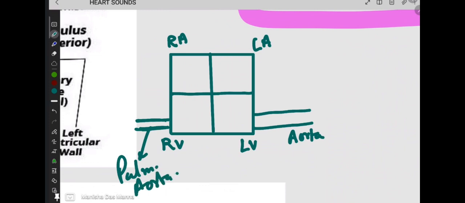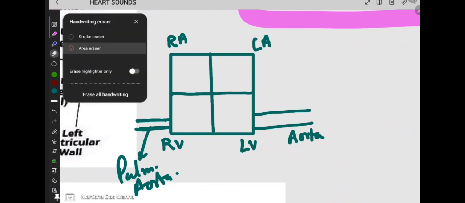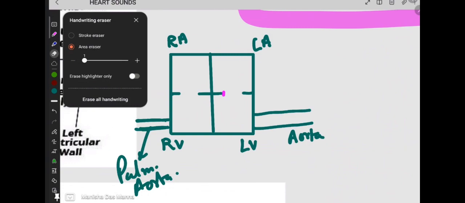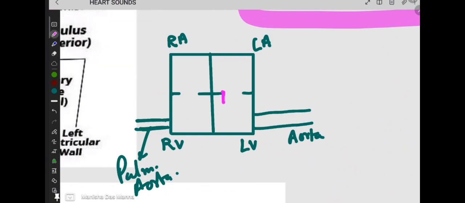Now, I'm talking about the first heart sound. First of all, look at this. Here are your mitral valves. Let's imagine this is the mitral valve, this is the tricuspid valve, and here are the semilunar valves. There are semilunar valves.